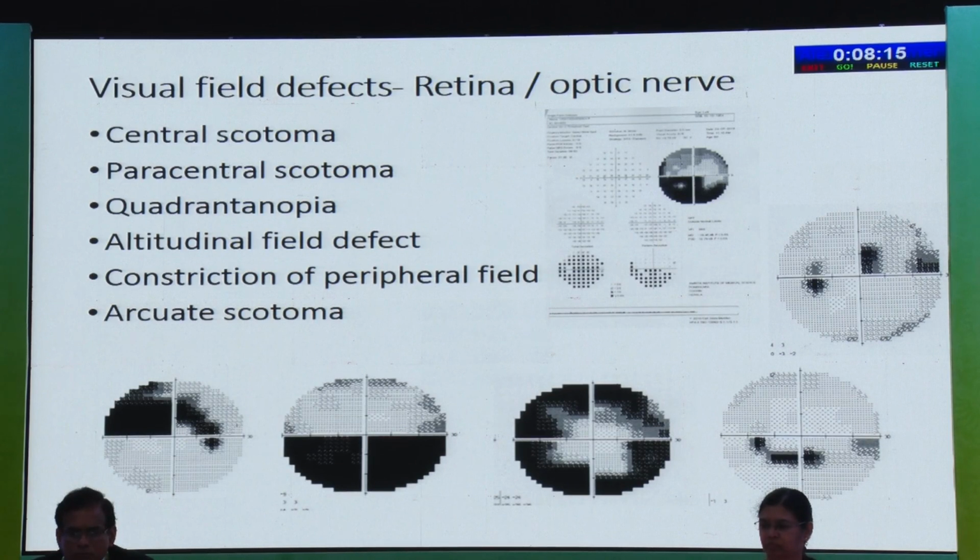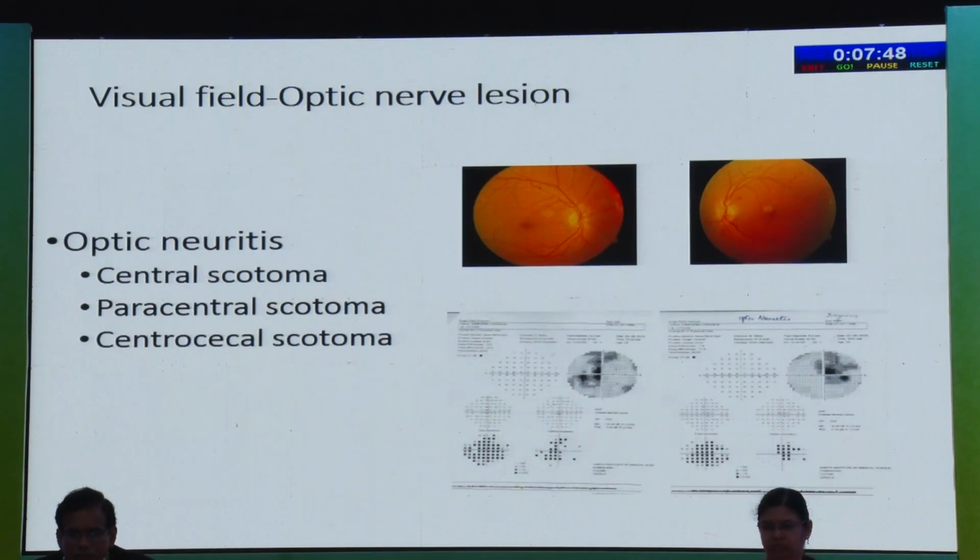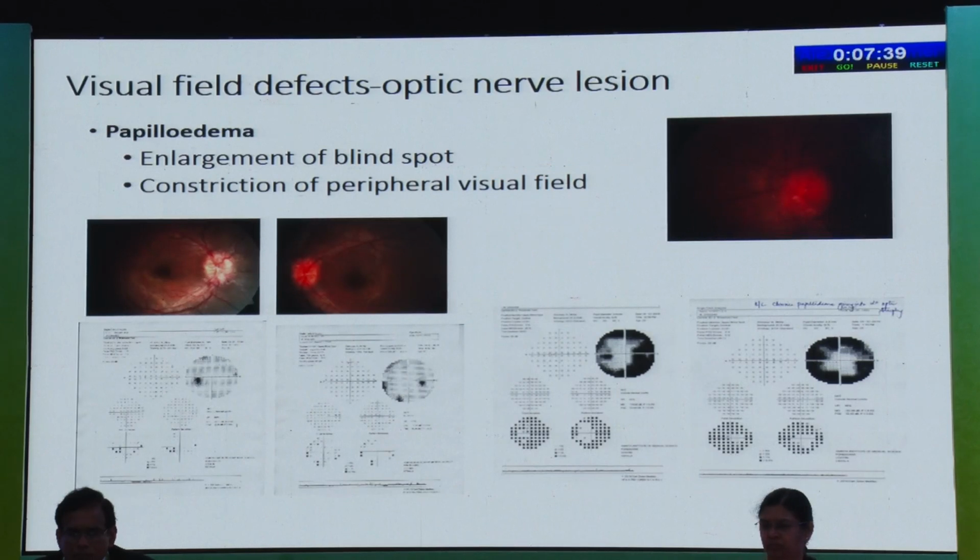As explained by the previous speaker, retinal and optic nerve disease can have field defects, and usually optic nerve and retinal disease respect the horizontal meridian. As you can see here, quadrantanopia, central scotoma, ring scotoma, arcuate scotoma, and hemifield defect. In optic neuritis, you can get central, centrocecal or paracentral scotoma. In early papilledema, the field is usually normal.